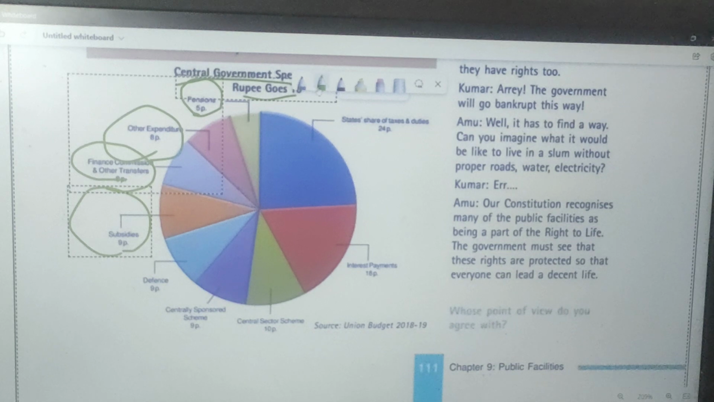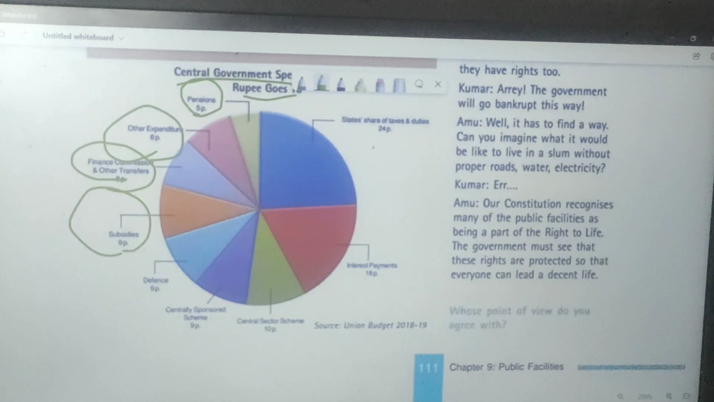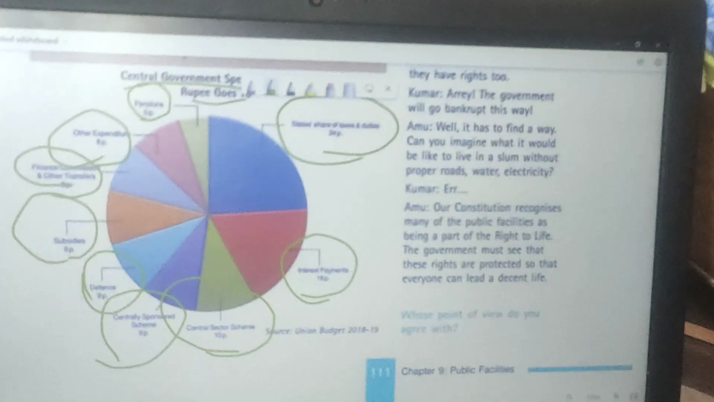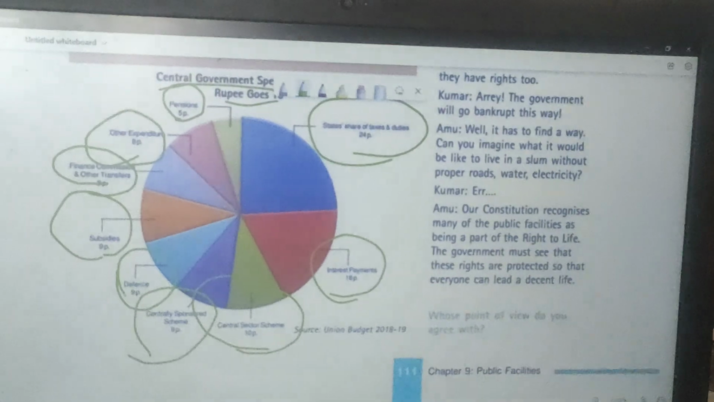Then the states' share of taxes and duties is 24%. Interest payment is 18%. The central sector scheme is 10%. The centrally sponsored scheme is 9%, and defense is 9%. So basically this is the pie chart that is being shown to us.